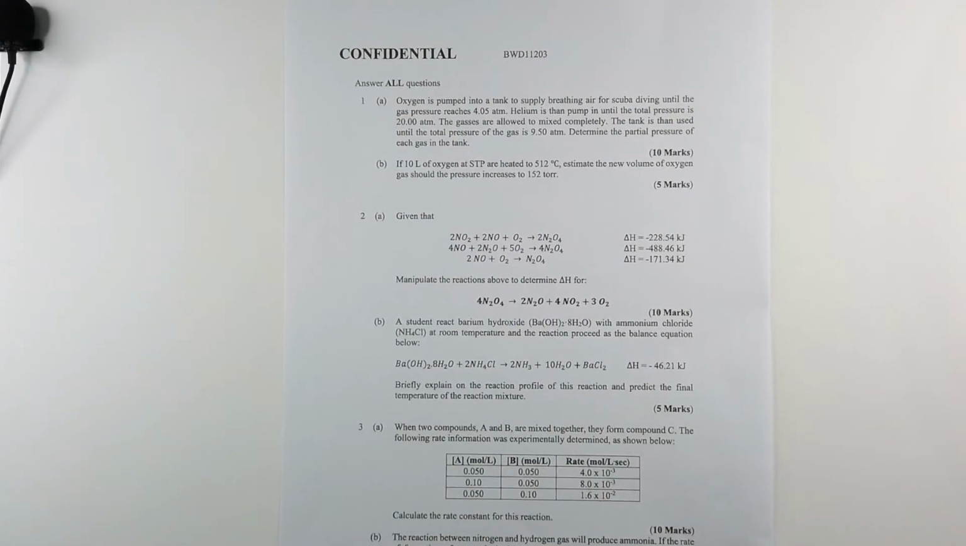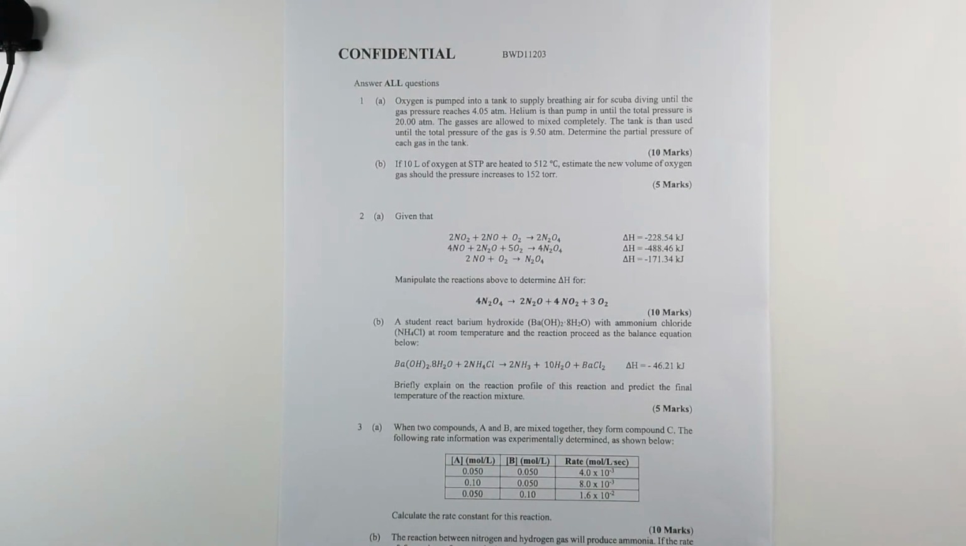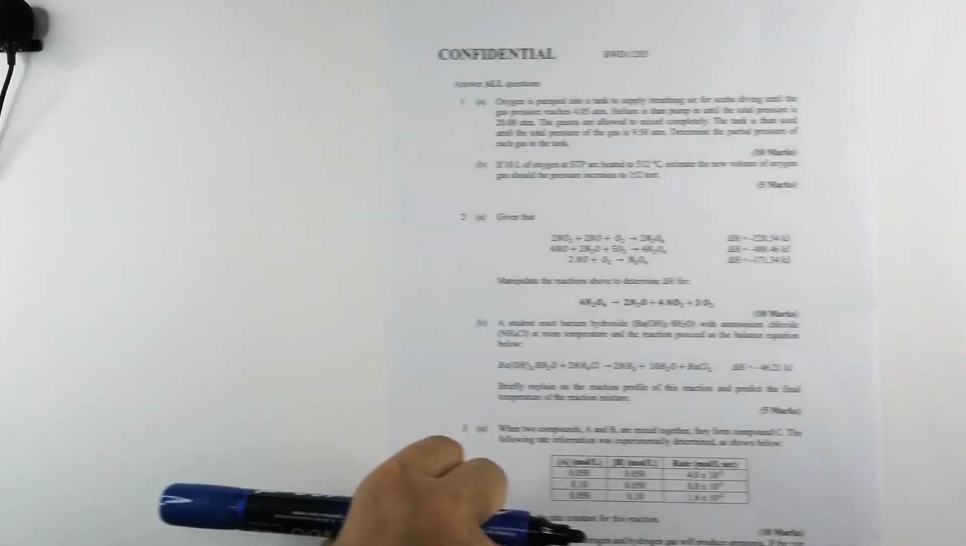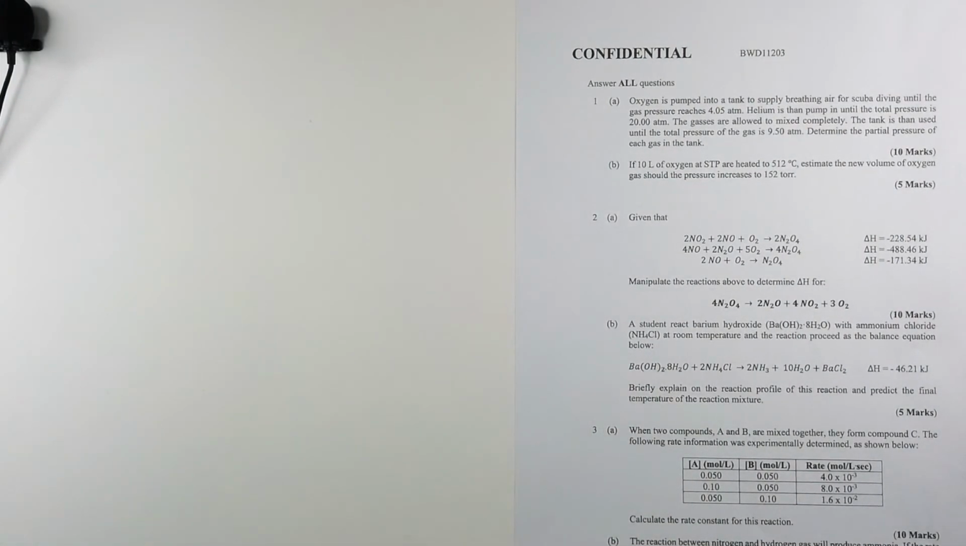Alright, we are now at our last question for test 1. The reaction between nitrogen and hydrogen gas will produce ammonia. If the rate of formation of ammonia is 0.345, predict the rate of disappearance of hydrogen gas. In this question, you were not given the actual chemical equation, so you need to do that beforehand before you can proceed to do the rest of the calculation.